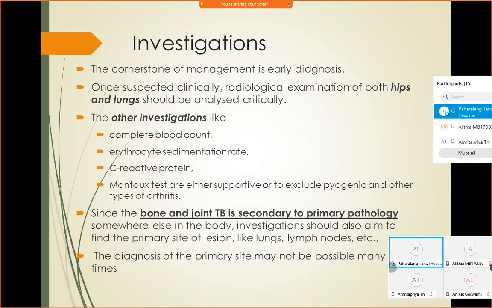Other investigations that can help you are the complete blood count. You will find a raised ESR and C-reactive protein, and a Mantoux test definitely is supportive for your diagnosis. So we take into account all this in addition to your examination, the hematological investigations and the radiological investigations you're going to send for. All these are kept together, and then depending on these you will come to your diagnosis.